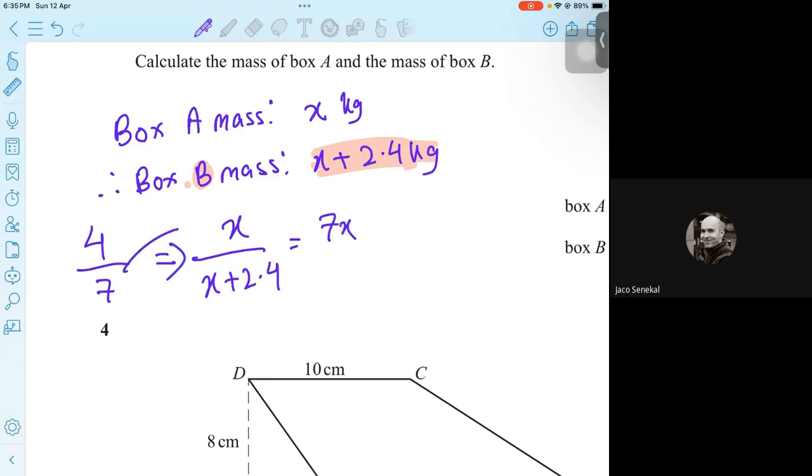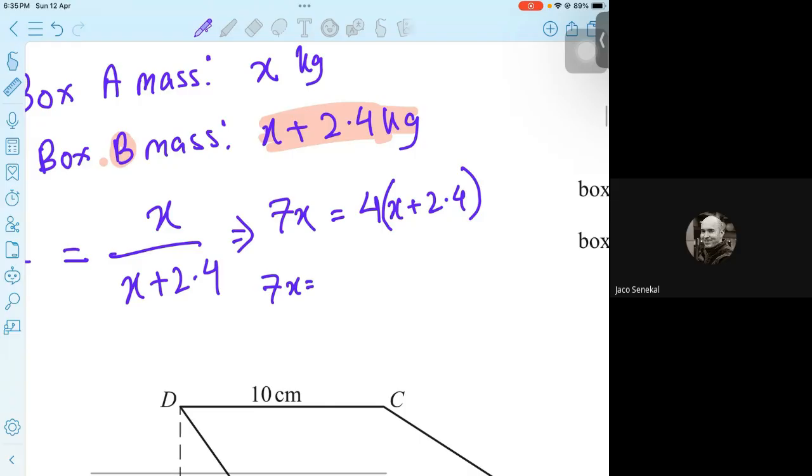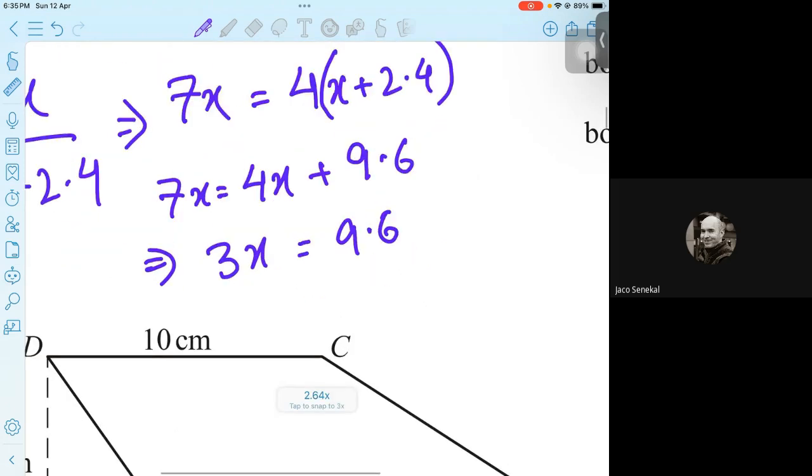So, doing cross multiplication, 7x equals 4x plus 2.4. Okay. So 7x minus 4x, and you have a calculator, so you can easily see this. It should be 9.6, right? So the next thing you do is 3x equals 9.6, and if you use the calculator, you should get x equals 3.2.